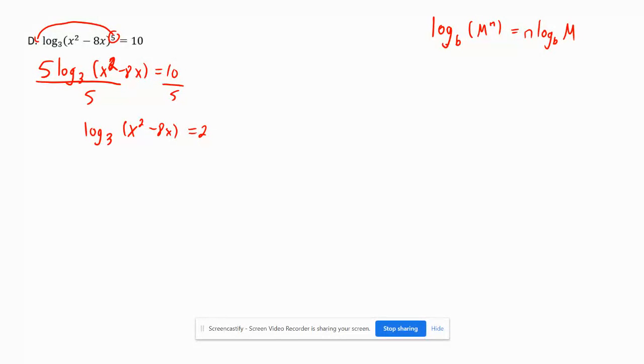Okay, so we have a logarithm equals a number now. We're going to convert to exponential. That means 3 to the power of 2 is x squared minus 8x. 3 squared is 9. Solve by factoring.